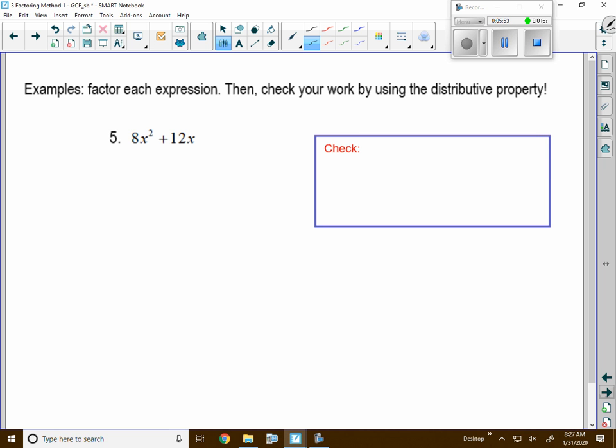All right, so factor each expression. What is our GCF here? What number would you pull out of 8x squared and 12x? You would pull out 4. And then what about for your x's? x to the first. So that means we're going to divide each term by 4x.